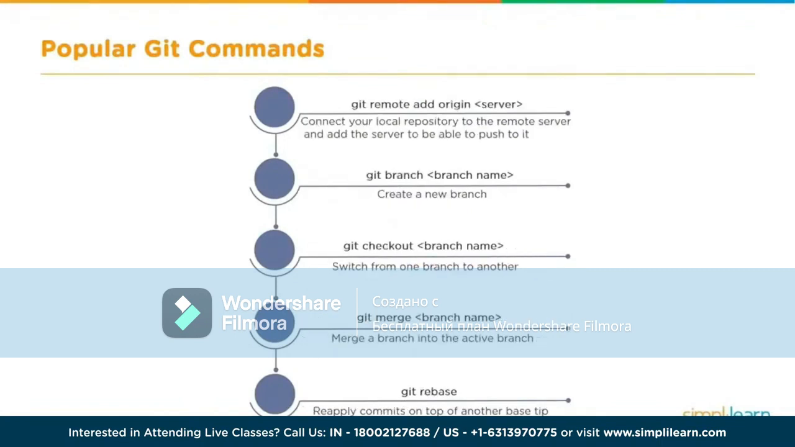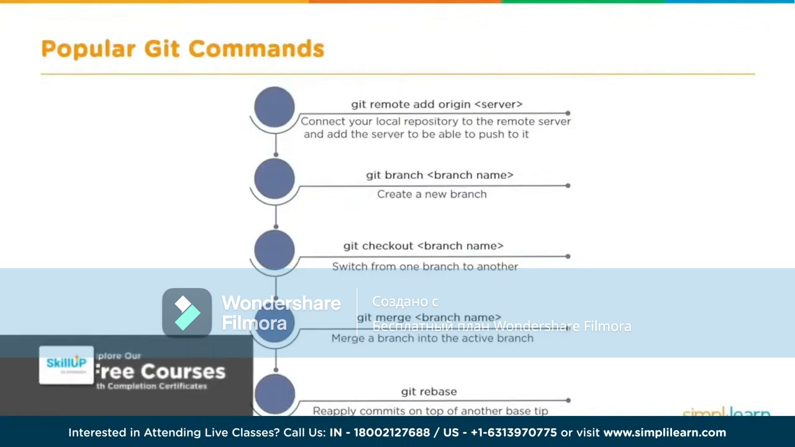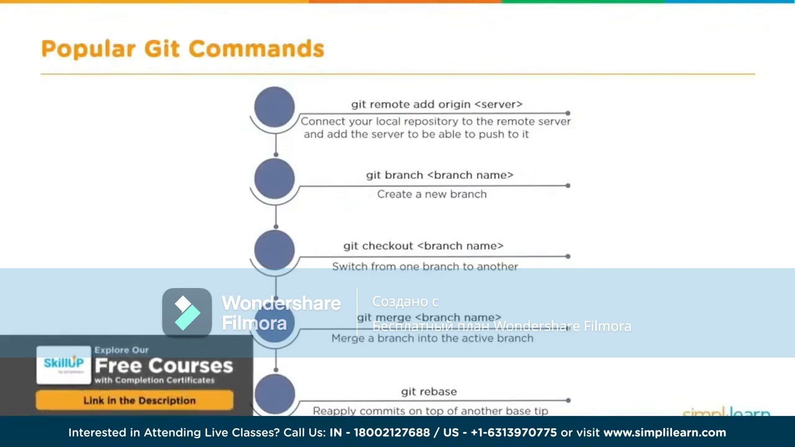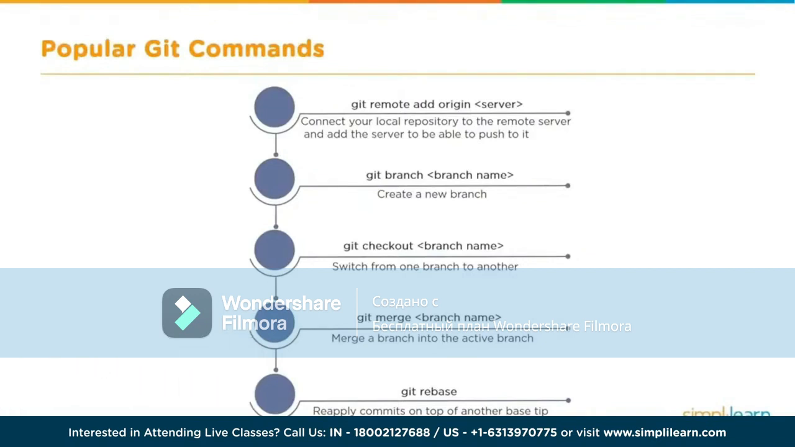Git remote add origin server connects the local repository to the remote server and adds the server to be able to push to it. Git branch and then the branch name will create a new branch for you to create a new feature that you may be working on. Git checkout and then the branch name will allow you to switch from one branch to another branch. Git merge branch name will merge a branch into the active branch.